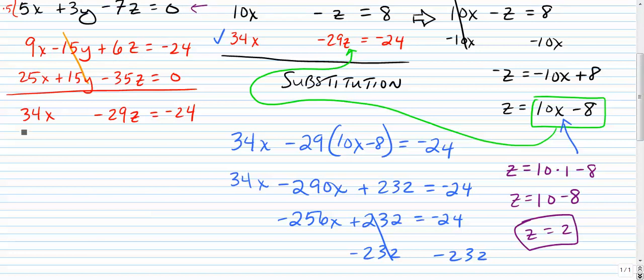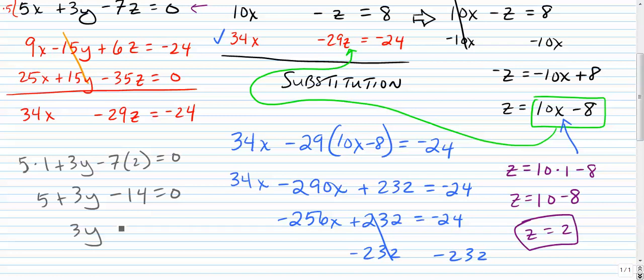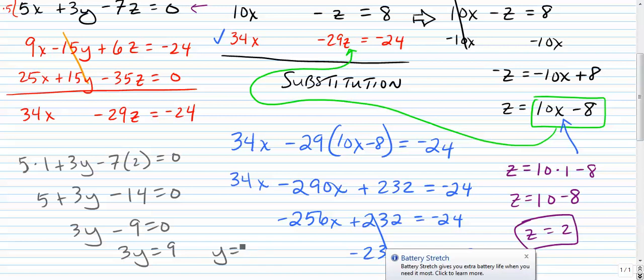And I will plug in my value for x, which is 1. I don't know y, and my value for z, which is 2, equals 0. So 5 plus 3y minus 14 equals 0. 3y minus 9 equals 0. 3y equals 9. Y equals 3.